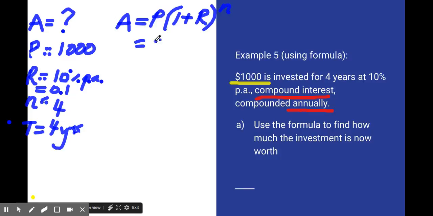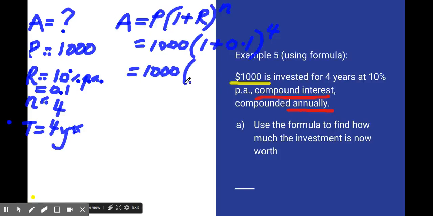Okay, so let's substitute in 1,000 times 1 plus rate as a decimal, 0.1 to the power 4. I usually like to write this next line so that it's easier on my calculator, but you can just put it in your calculator. 1 plus 0.1 is the same as 1.1, all to the power 4. So now I have to use my trusty calculator and enter 1,000 times, and open up a bracket, 1.1 to the power 4.